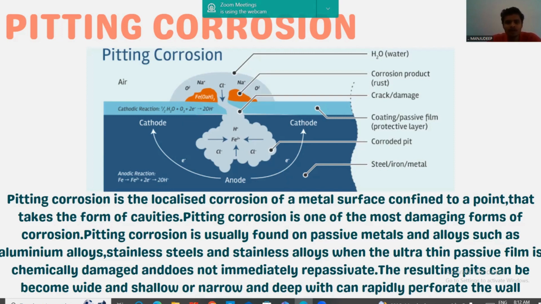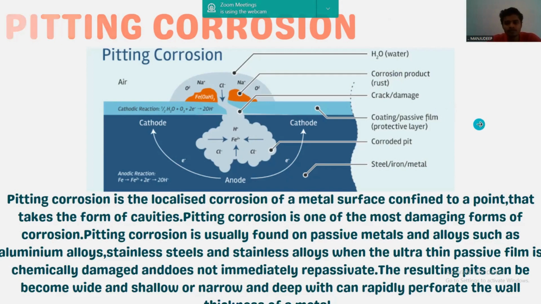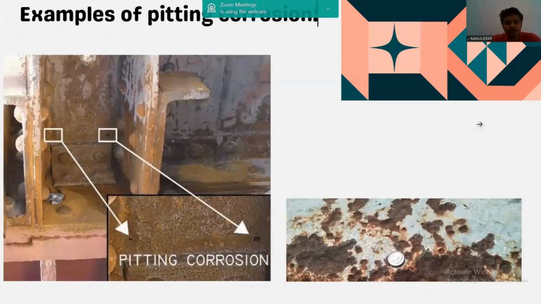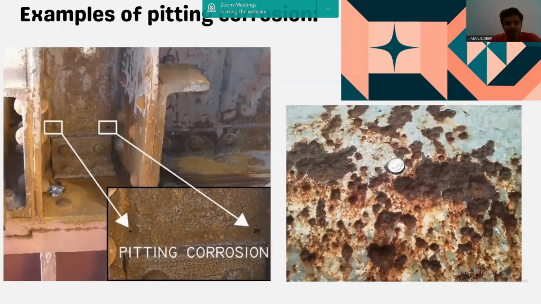Pits can usually spread throughout the metal surface when pitting corrosion occurs. This is because there is a sufficient amount of electrons to be extracted from the cathode. These are the examples of pitting corrosion. As you can see, as time passes, it spreads all across the metal surface as it has the ability to gain electrons from the cathode and undergo corrosion.